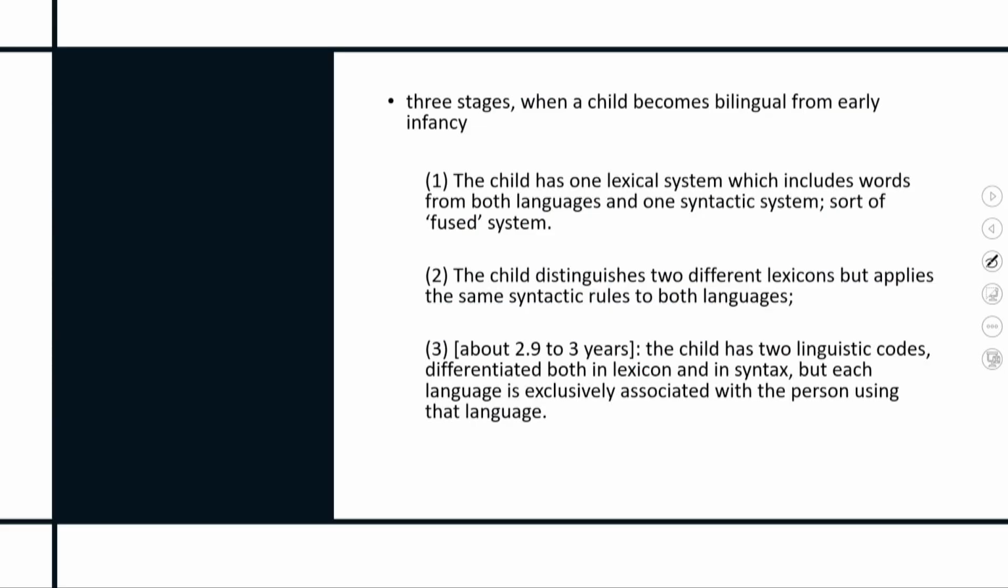So, in the first stage, the child has one lexical system which includes words from both languages and one syntactic structure, kind of a fused system of the 2 languages. In the second stage, the child distinguishes 2 different lexicons, but applies the same syntactic rules to both languages. And then in the third stage, which is at about 2.9 to 3 years, the final stage, the child has 2 linguistic codes differentiated both in lexicon and in syntax. But each language is exclusively associated with the person using that language; that still remains.